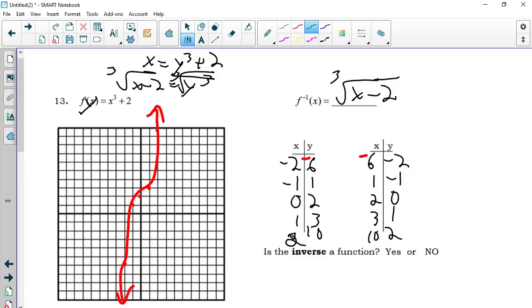So negative 6, negative 2, 1, negative 1, 2, 0, where it crosses over, 3, 1, and 10, 2. And then here's our sideways snake, east, west. Okay. Is that a function? Yes, it is.